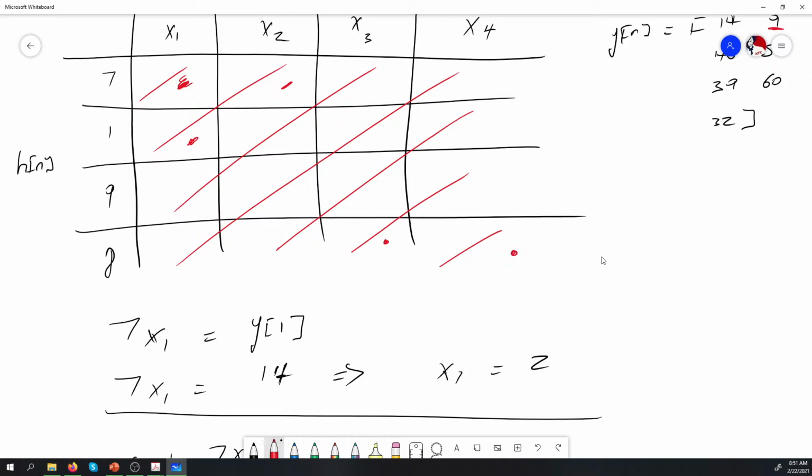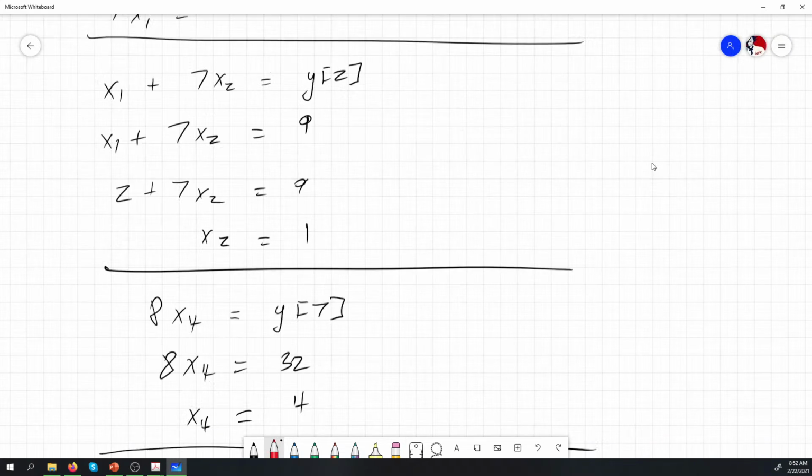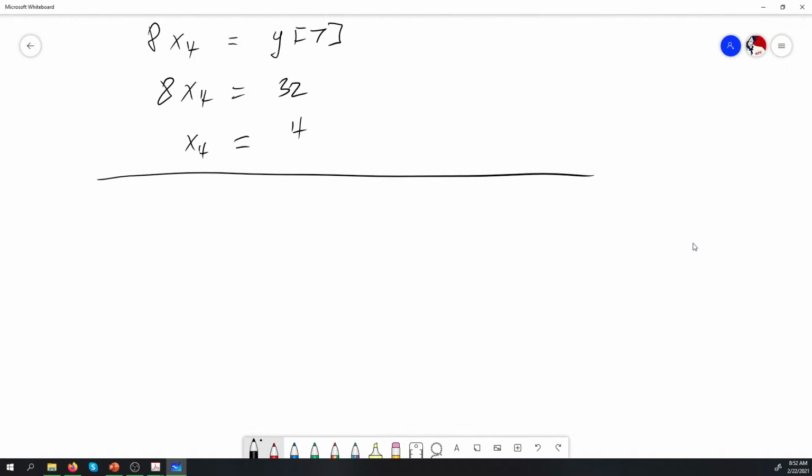And then we can use this anti-diagonal here, summation of these 2 terms here, to solve for x of 3. So this here will give us 8x of 3 plus 9x of 4 is going to be equal to y of 6, which is 60. This here, 8x of 3 plus 9x of 4 is equal to y of 6. 8x of 3 plus 9x of 4 is equal to 60.